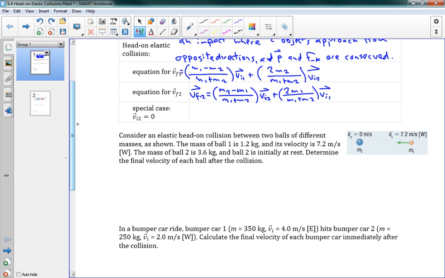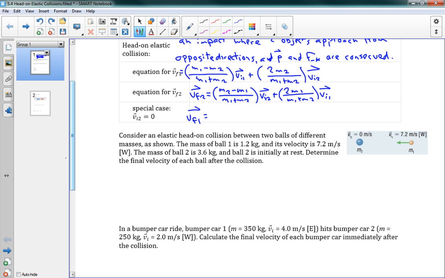Those are our equations. So if we have two objects, doesn't matter what their mass is, doesn't matter how fast they're going, if they're coming straight at each other, then their ending velocities will have these values. Now there's a special case where if one of the initial speeds is 0, if one of them's starting at rest, in this case we'll say let's say number 2 is starting at rest. Well, you can see that some things would cancel out. The VI2 terms would cancel.